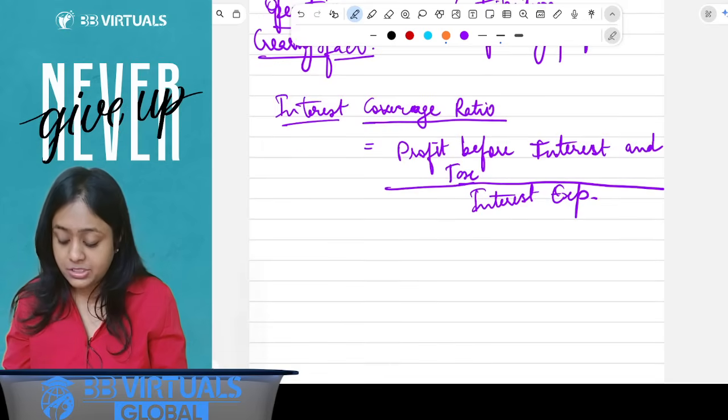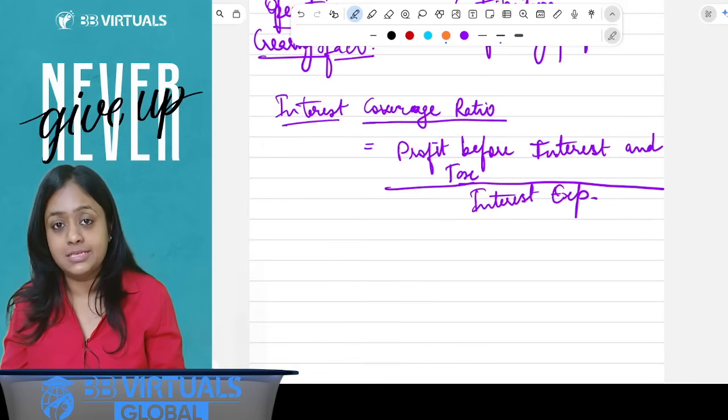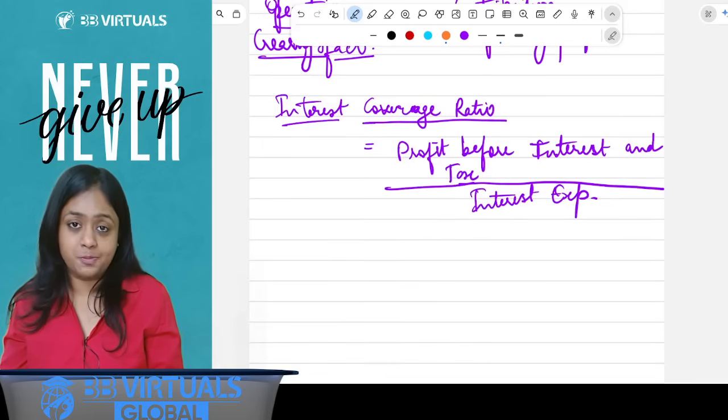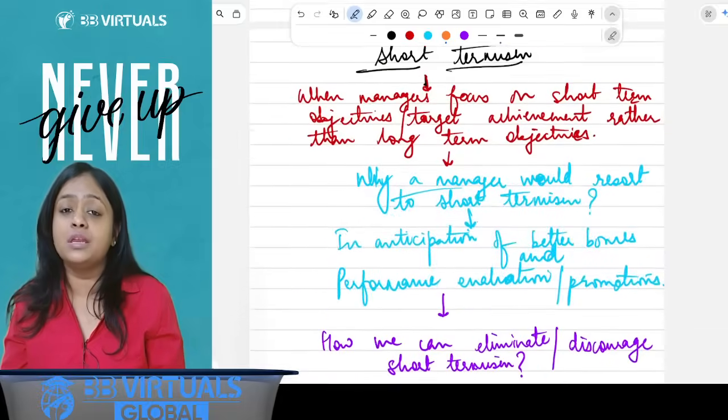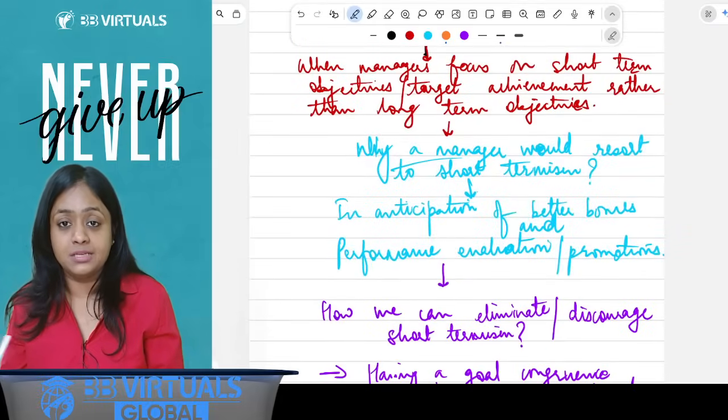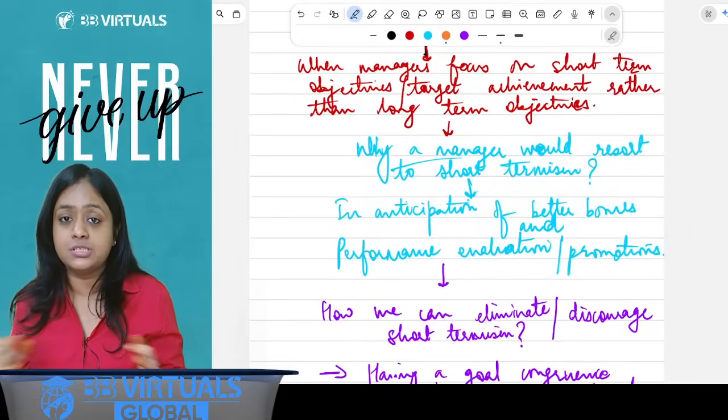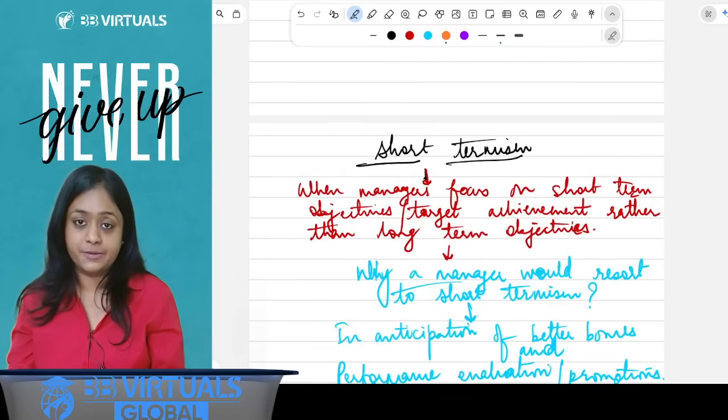Then we have interest coverage ratio, which is PBIT divided by interest expense. How many times is the interest getting covered by PBIT? Of course, the more the interest coverage, the more beneficial for the entity.